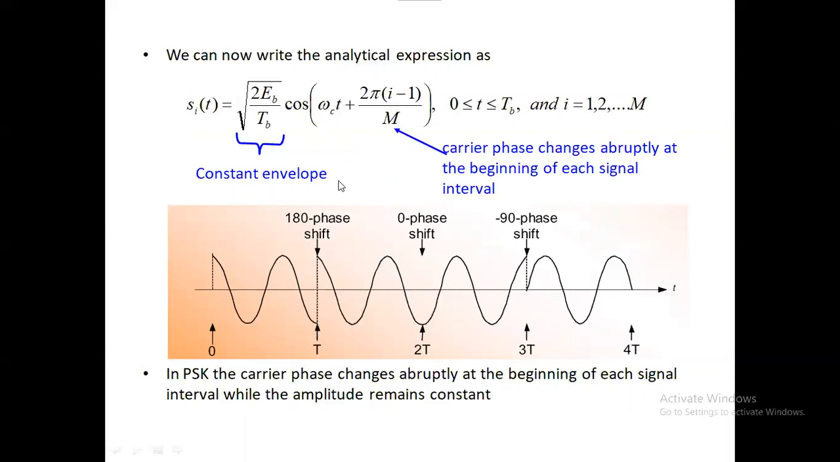So the envelope of this phase shift keying is constant, and there is no fluctuation in it. This constant envelope has a value of 2 Eb by Tb, and the carrier phase changes abruptly depending on the number of values of M. So we can have the duration of the symbol from 0 to Tb.